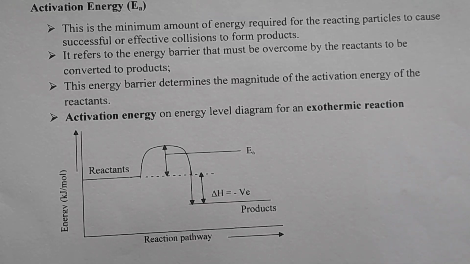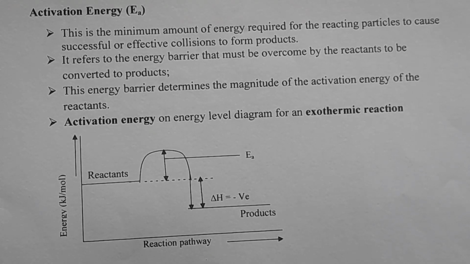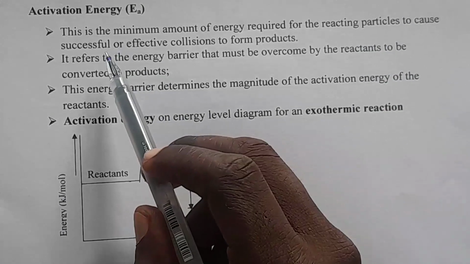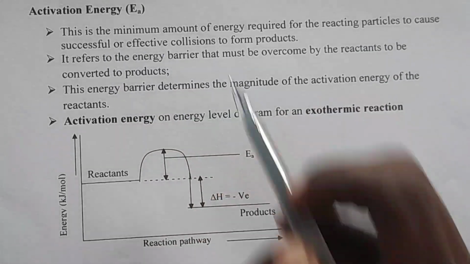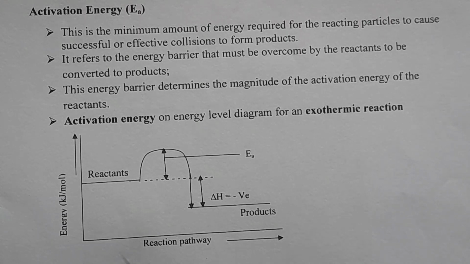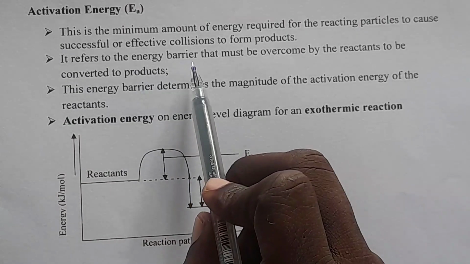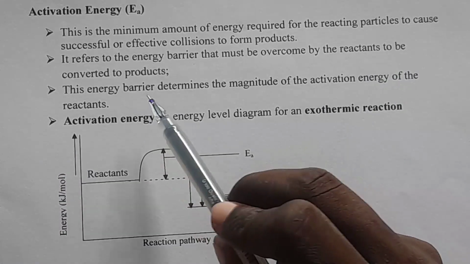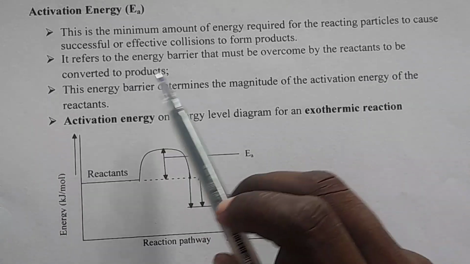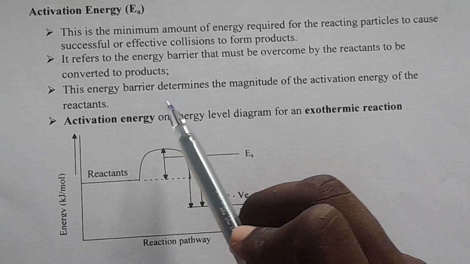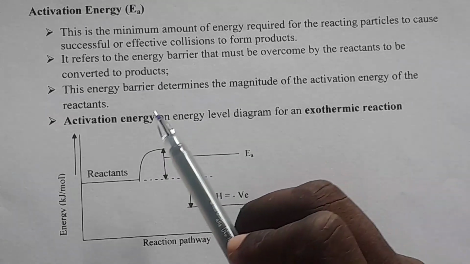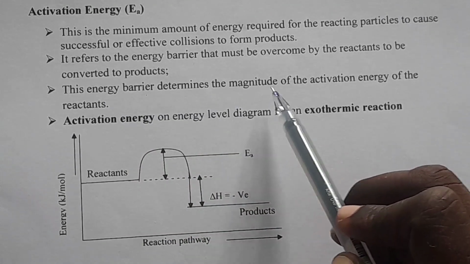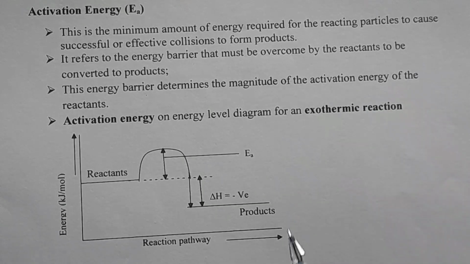So what is activation energy? Activation energy is the minimum amount of energy required for the reacting particles to cause successful or effective collision to form products. It refers to the energy barrier that must be overcome by the reactants to be converted to products. So if there is no activation energy, that means those reactants can never be converted into products. So this energy barrier determines the magnitude of the activation energy of the reactants.